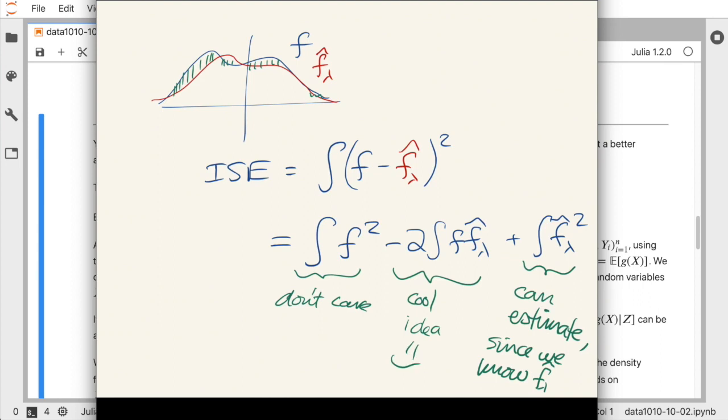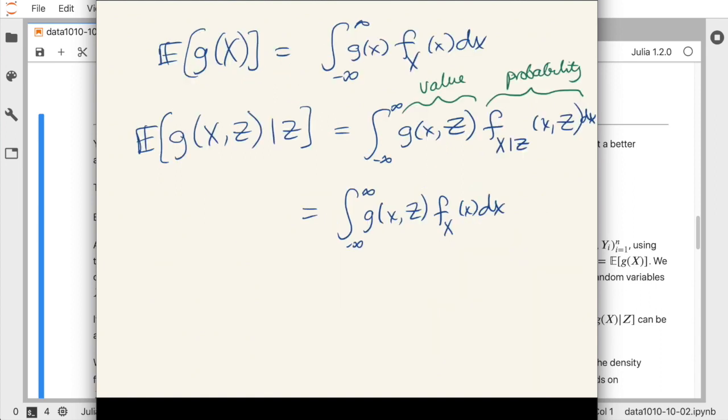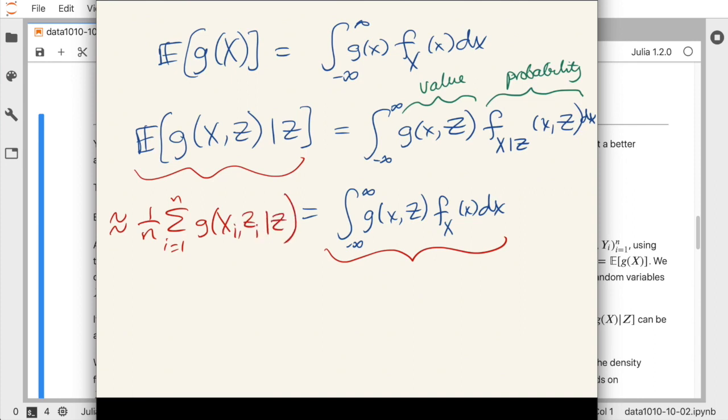This middle one is the trickiest one. It involves f hat lambda, so we have to care about it, and it also involves f, which we don't know. However, if we look back at this formula, we can see that if you want to integrate a function times the density function, then that's the same thing as the expectation of that function. And this is approximately the same thing as sampling n times from the distribution of this random variable and averaging.